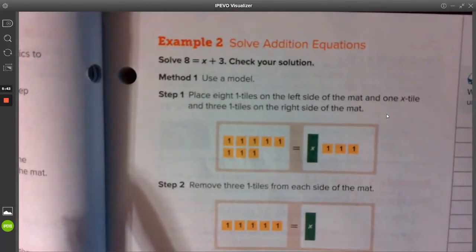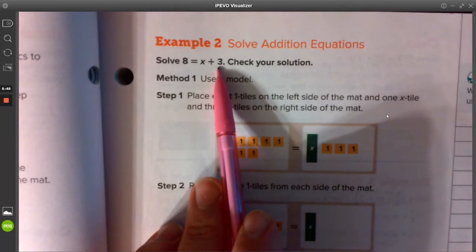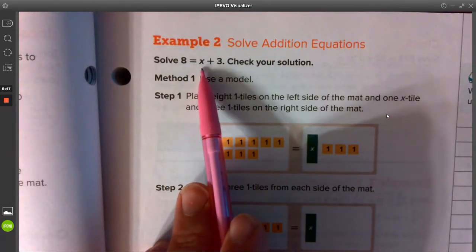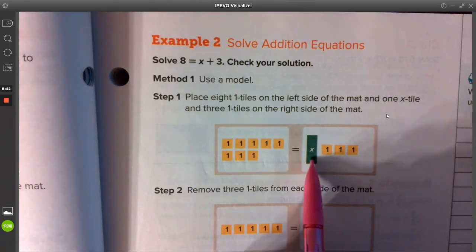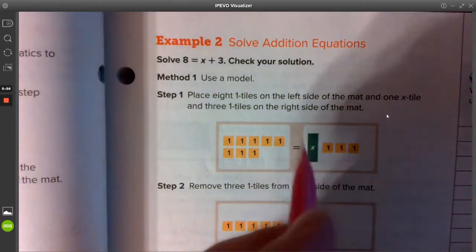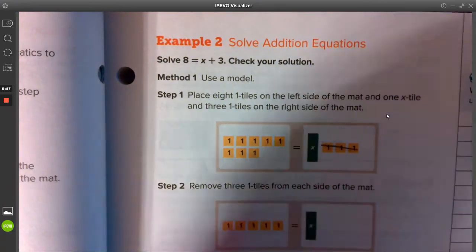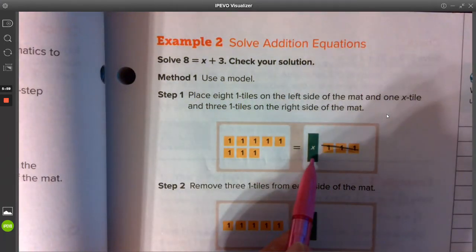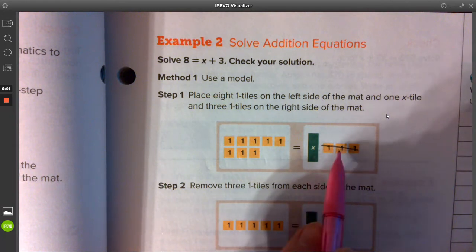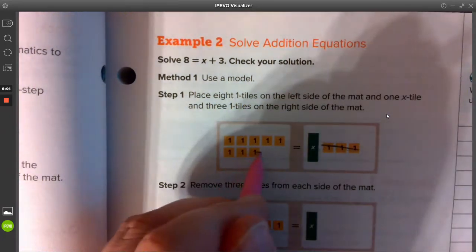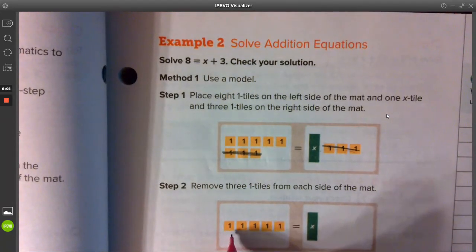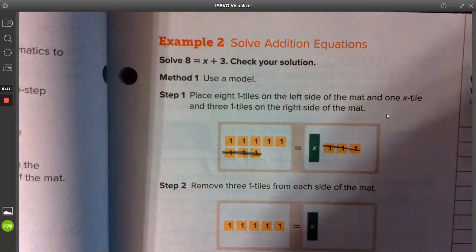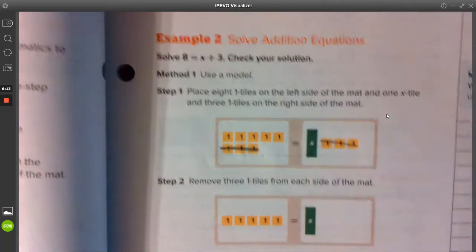Okay, let's try example 2. If 8 equals x plus 3, what does x equal? So let's take a look. In my model, x plus 3, what I can do is I can get rid of those 3 and have x left over. But if I take away 3 from this side, I have to take away 3 from this side. So now I would be left with 5. So in this case, x equals 5.